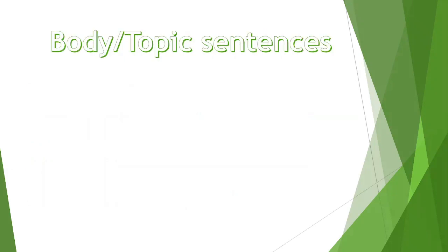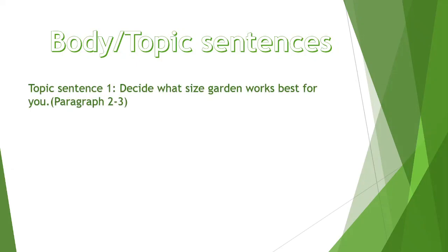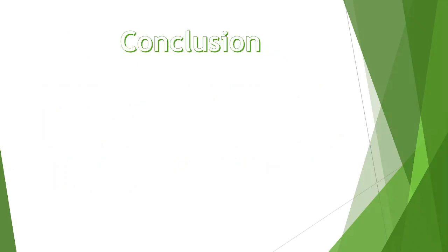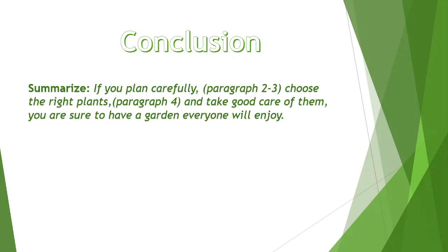Next, let's examine the body. It's important to identify the topic sentence of each body paragraph, if there is one. You learn how the author used the topic sentence to indicate or summarize what each body paragraph is about. Lastly, the conclusion. In the conclusion, the author either summarizes the body paragraphs or restates the thesis statement. In our example, it summarizes the body paragraphs.